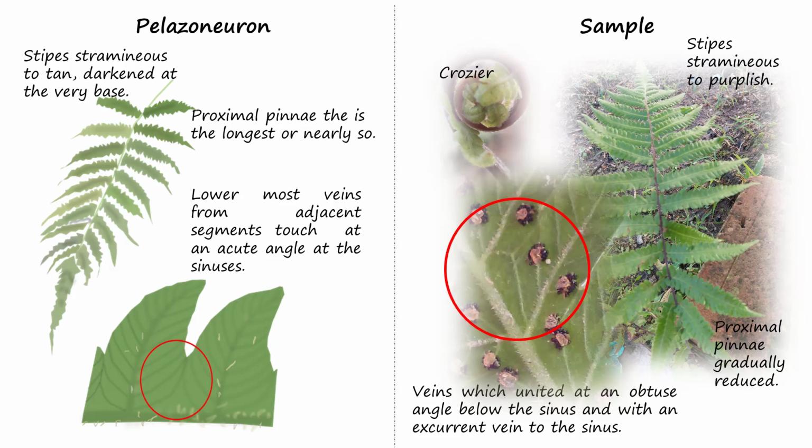unite at an obtuse angle below the sinus, forming an excurrent vein that joins the sinus. While in Pelargoneuron, the lowermost veins from adjacent segments touch at an acute angle at the sinuses. The sample also has reduced proximal pinnae, while in Pelargoneuron, the proximal pinnae is the longest or nearly so.